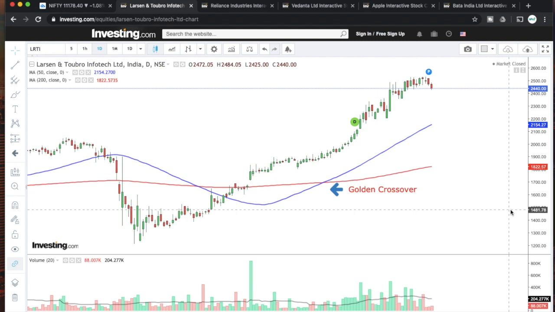I'll be discussing three ways that I'm personally using and interpreting the golden crossover to get those returns that I'm talking about. So make sure you watch till the end, as I'll be discussing different multi time frame approaches, filtering approaches, etc.